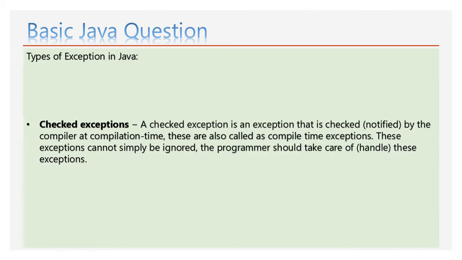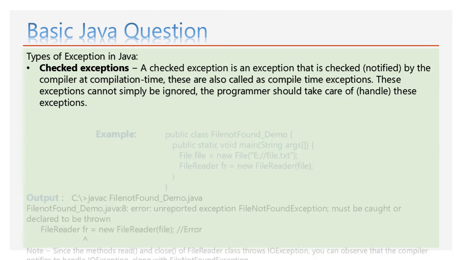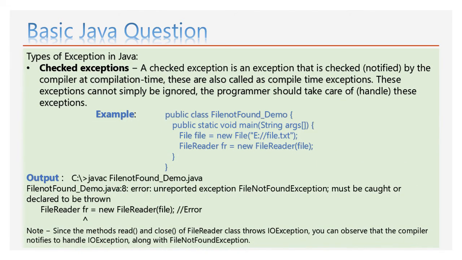The first one is checked exceptions. A checked exception is an exception that is checked, or notified, by the compiler at compilation time. These are also called compile time exceptions. These exceptions cannot simply be ignored. The programmer should take care of, or handle, these exceptions. You can see in the example we have got the FileNotFoundException. It must be caught. Check out the below note.